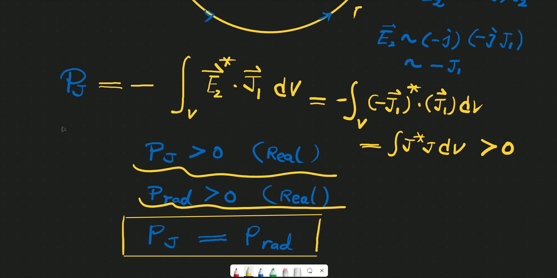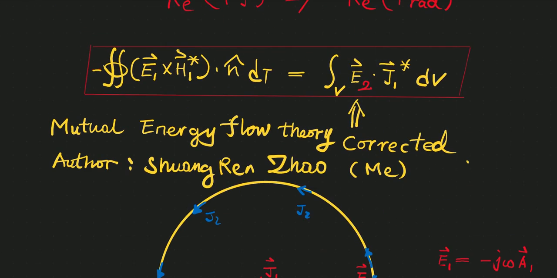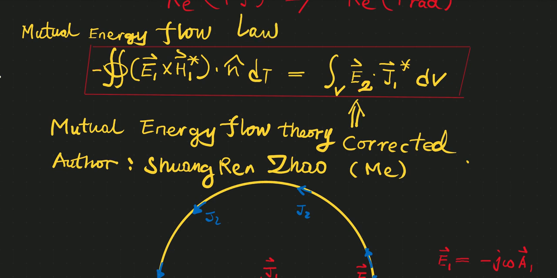In the next course, we will prove this formula. We will prove this formula. This is not from the Poynting theory, but from the mutual energy flow, which actually is a law. Okay, next time we will show this.